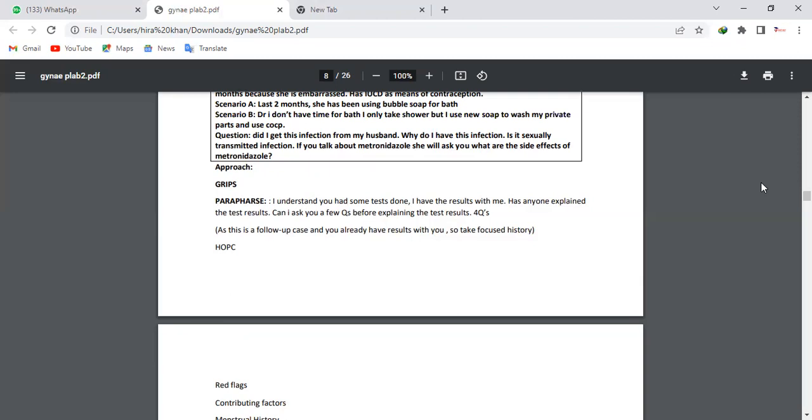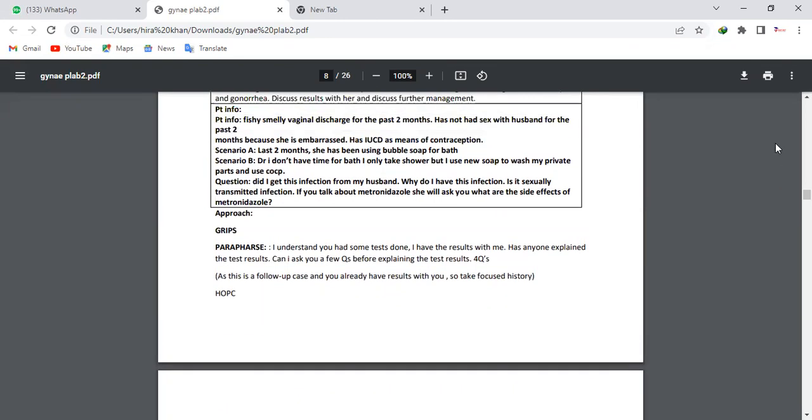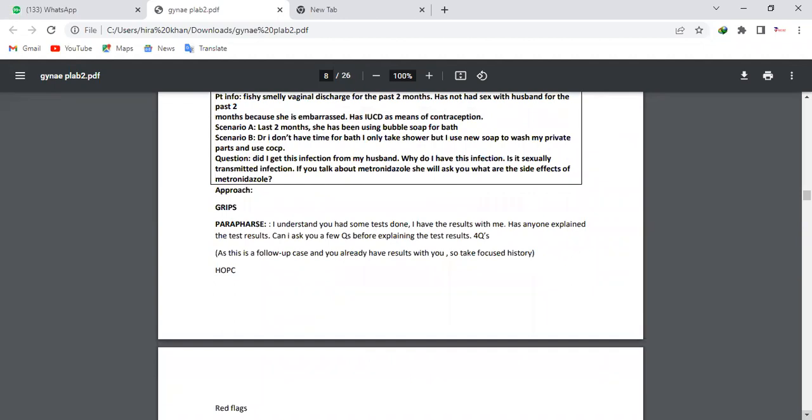What's your LMP, meaning when was your last menstrual period? Well, 2 weeks back. And what do you use as a sanitary pad? How often do you change your sanitary pads? Well, 3 times a day. And do you use bubble bath? Yes, I do. This might be a risk factor which causes bacterial vaginosis. I suggest you not to use bubble baths. Is it okay for you?